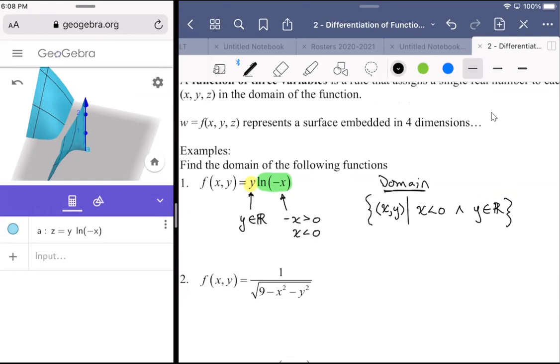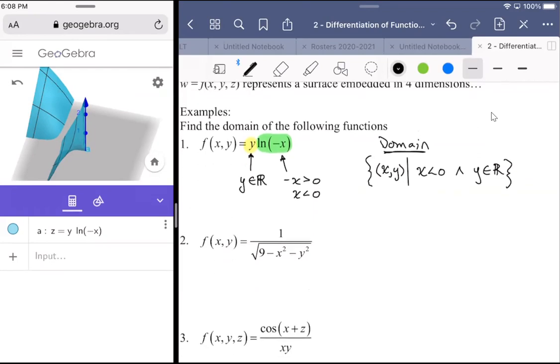All right, so we look at it a piece at a time when it's in factored form. Sometimes it's not in factored form. You look at number 2. We got a radical. We have a denominator. 9 minus x squared minus y squared. Whatever that yields as an expression, numerically, whatever that yields, well, it can't be 0, otherwise it's undefined, and it can't be negative, otherwise it's imaginary. So what I would do is I would take the 9 minus x squared minus y squared and make that greater than 0.